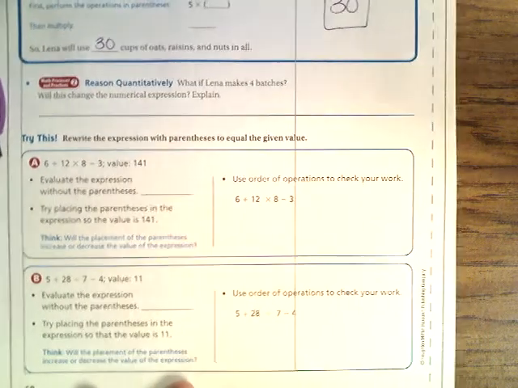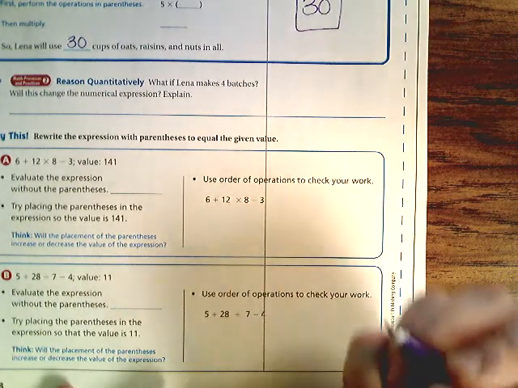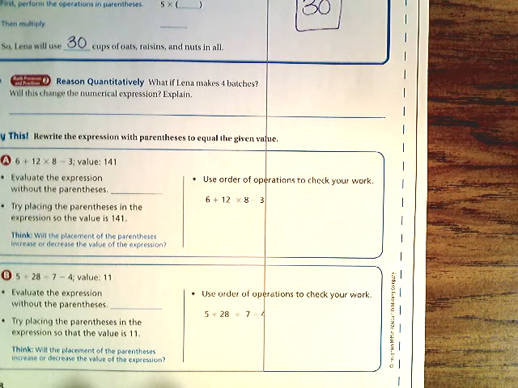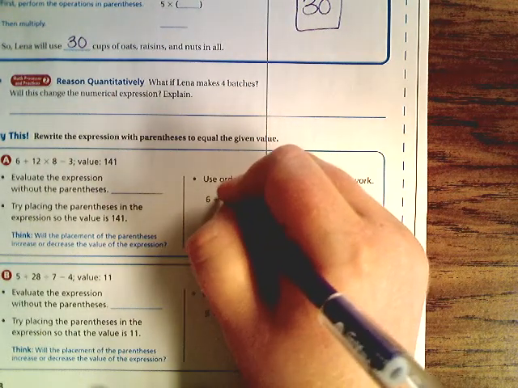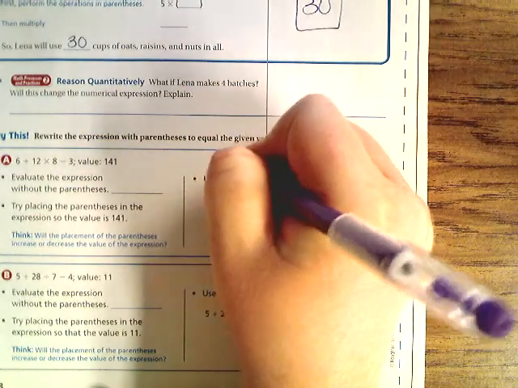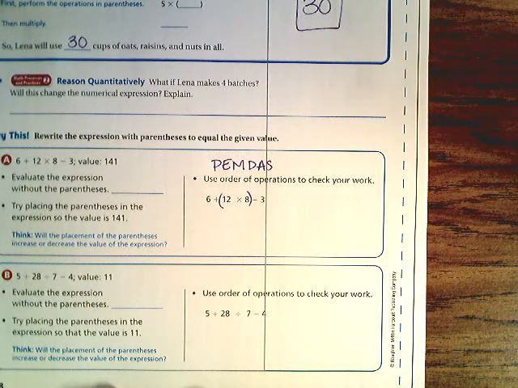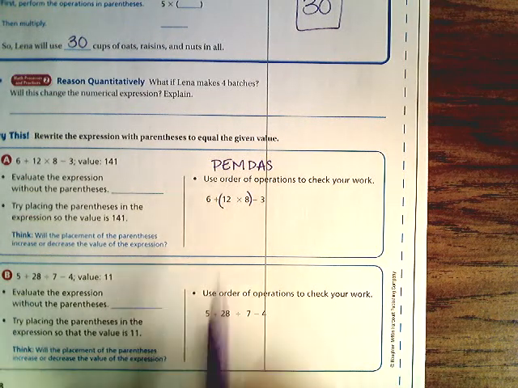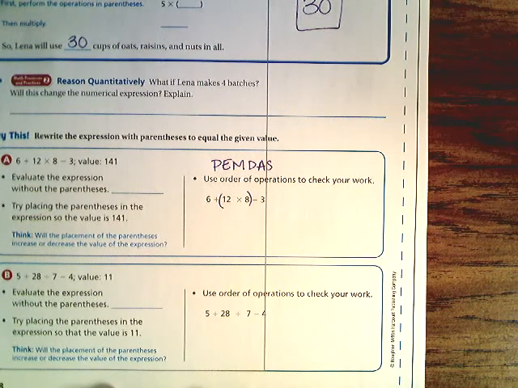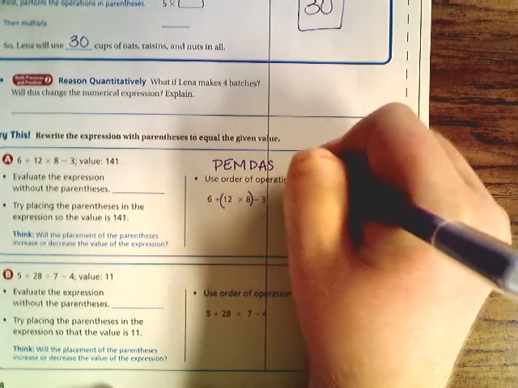So I'm going to go over here, and like I said, you may have to rewrite this problem a couple times, and that's okay. I'm going to start by trying to place my parentheses. Let's put them right here. Now we're going to use PEMDAS, so we're going to write PEMDAS on the top, and we're going to work through this order of operations. So we're going to start with our parentheses. Do we have parentheses? Yes. We're going to start by doing 12 times 8. Well, 12 times 8 is, if we don't know, we can write it over here and stack it.